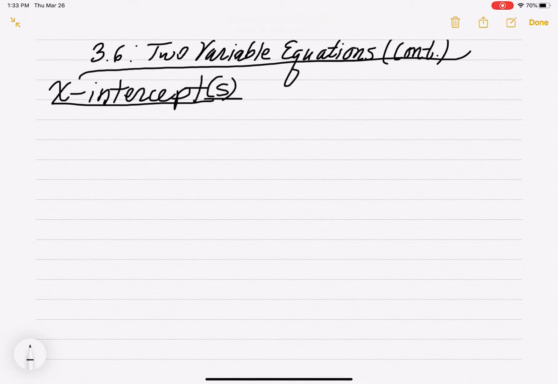So an x-intercept is a point where the graph crosses the x-axis.